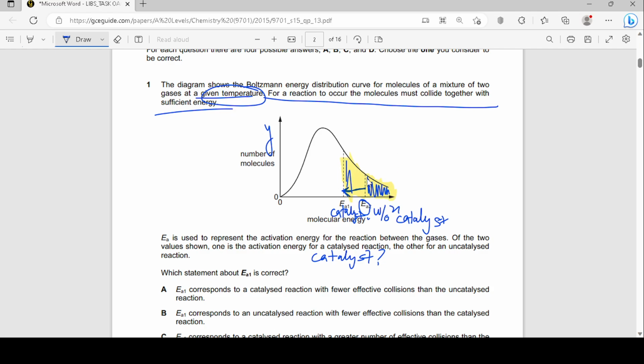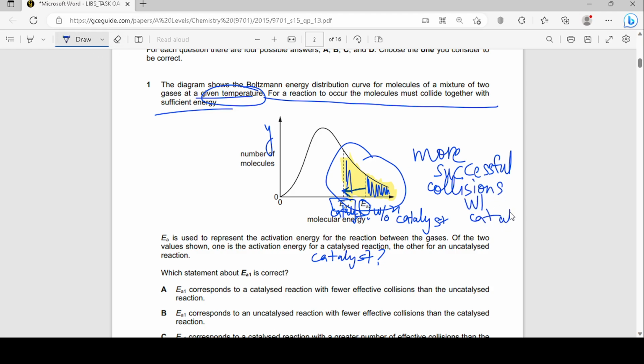So a greater number of molecules have energy greater than or equal to activation energy if the activation energy value has shifted to the left, right? Which means that basically more successful collisions occur when you have a catalyst. More successful collisions with a catalyst, right? So EA1 is the catalyzed reaction, and there will be more successful collisions because it's the catalyzed reaction. See, there's a greater area to the right, sorry.